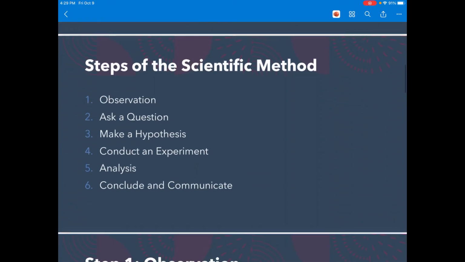There are 6 steps to the scientific method. The first one is an observation. Second, with the observation you must form a question, and with that question you make a hypothesis, and then you conduct an experiment, and then you make an analysis, and then you conclude and communicate your results.